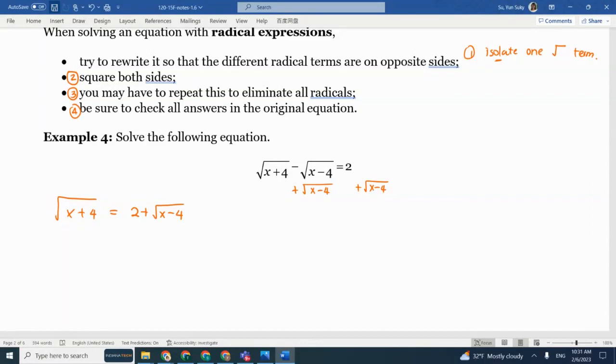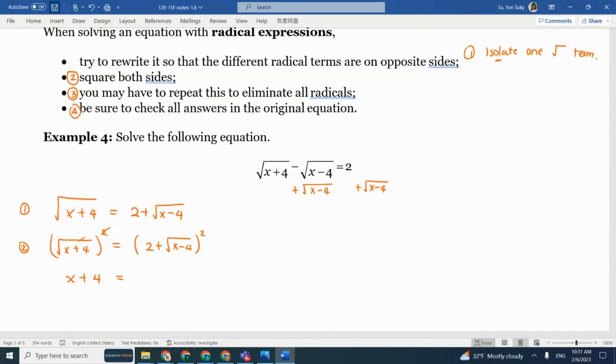Now, square both sides. Do you see when we square both sides, this square root will be cancelled, right? So this step one, we isolate one square root term. Step two, square both sides. Okay, and on the left, square and square root cancel. We have x plus 4.